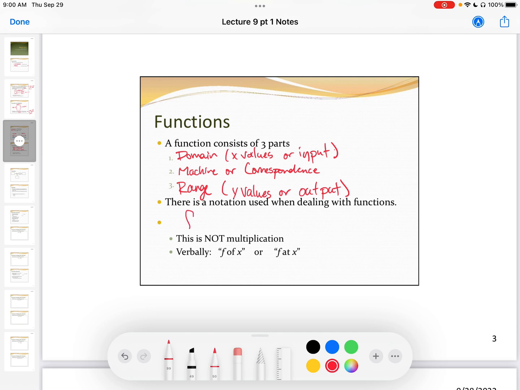There is a certain notation that you use when dealing with functions. That notation is f of x. This is not multiplication. This is not f times x. You guys heard me say it there. It is f of x. Another way that you can call it is f at x. I always think that looks like fat x, and it makes me laugh a little bit. But this is your function notation. We will talk more about that in lecture 9, part 2.